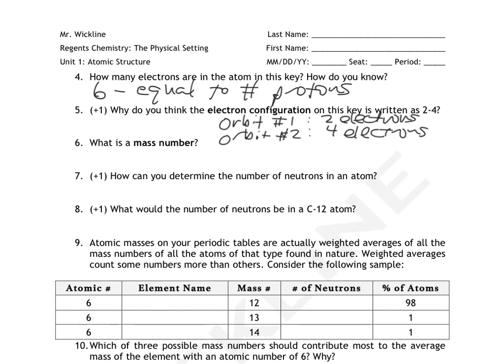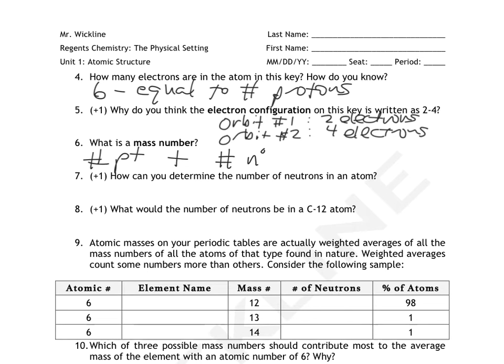So, in essence, orbit number 1 has 2 electrons and orbit number 2 has 4 electrons. A mass number is in some ways what it sounds like. It's a number that represents the mass of an atom. But its proper definition would be the sum of the quantity of protons and neutrons in an atom.